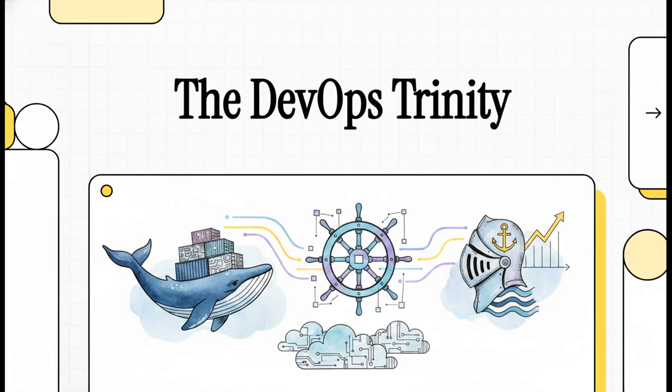Welcome to The Explainer. Today, we're embarking on a pretty fascinating journey to master the modern cloud-native ecosystem. If you've ever felt totally overwhelmed by the absolute alphabet soup of modern software deployment, well, you're in the exact right place. We're going to demystify what's often called the DevOps Trinity: Docker, Kubernetes, and Helm. Let's dive in and explore exactly how these three fit together to power the biggest applications on the internet today.